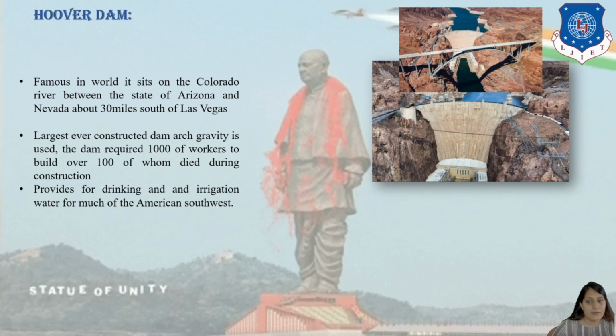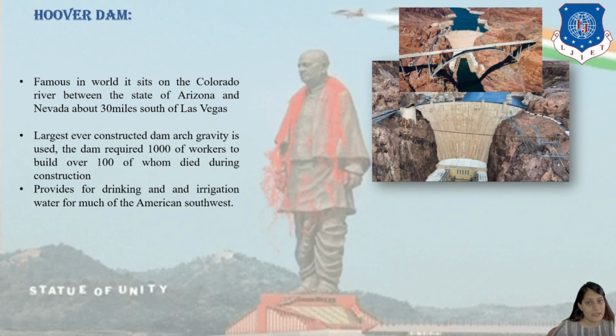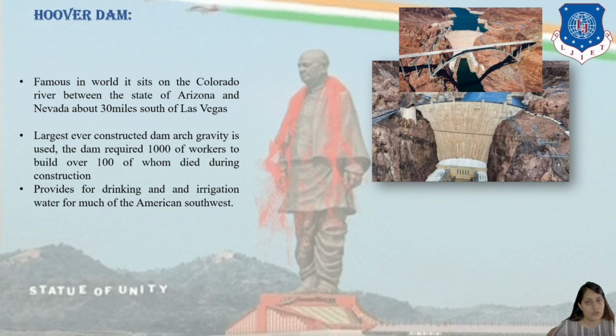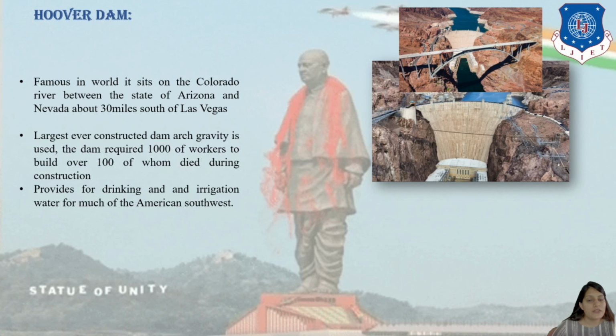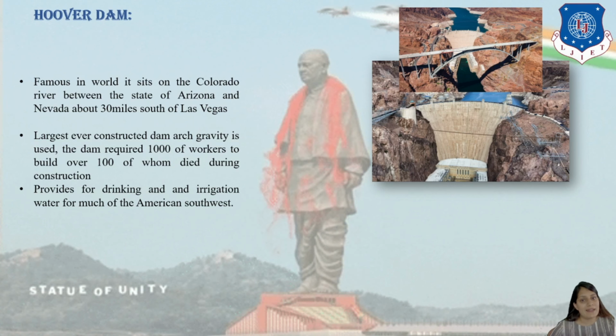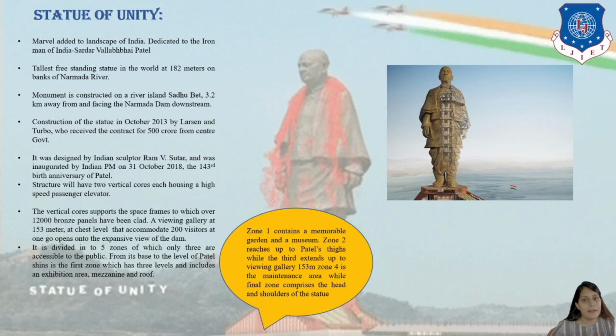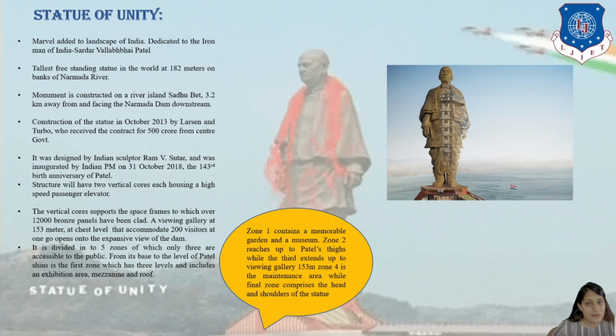It is the largest constructed dam, an arch gravity dam. There are various types of gravity dams, and this is an arch gravity dam, right? It provides drinking water and irrigation. You can see here the American Southwest region, that is Arizona state, Los Angeles, Las Vegas and Nevada, right? Now let's discuss the Indian modern constructions, which are very famous.